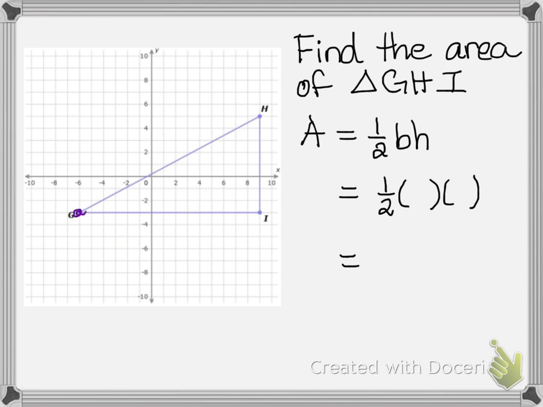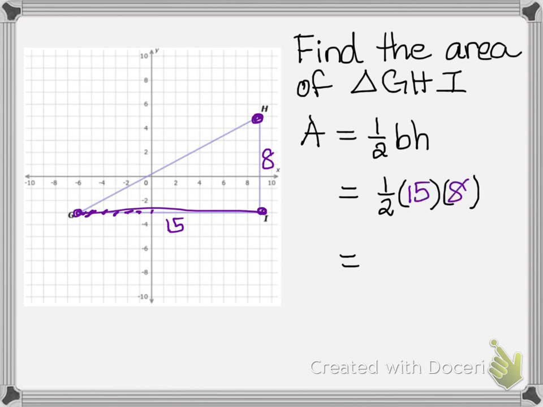From G to I, I most certainly could copy down the ordered pairs of each point and find the distance using the distance formula. But since it's straight across, I could literally count how many units it takes me to get from G to I. And when I do that, I get a total of 15. And then the distance from H to I, if I count on the coordinate plane, is a total of 8. That's all I need right now, my base and my height, to figure out the area.